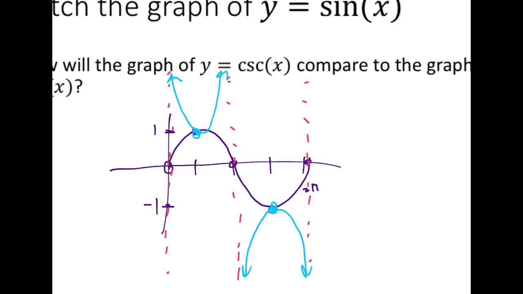So if we know where the zeros are and we know where the maximum and minimum values are, then we can sketch the reciprocal cosecant very, very painlessly.